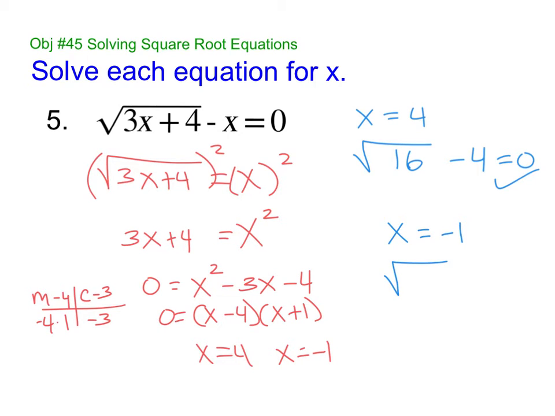That's the square root of 1 minus negative 1 equals 0. Does that work? That does not. That gives you 2. That's 1 plus 1, which is not 0. So this one did not work.